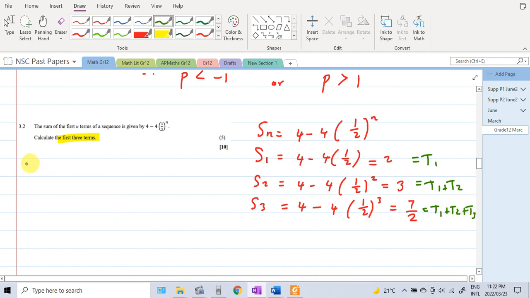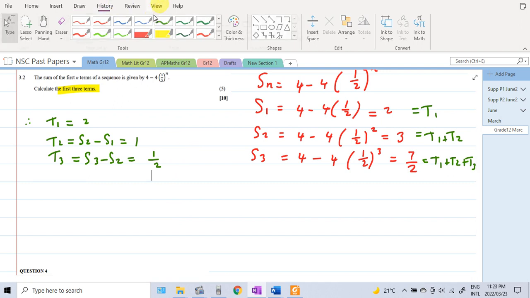Therefore we have term 1, which is equal to 2. How are we going to find term 2? We need to take S2 minus S1, which is 3 minus 2, which is equal to 1. And for term 3, we need to take S3 minus S2. S3 is 7 over 2, 3 and a half, minus 3, which is a half. So the first three terms are 2, 1 and a half. Let's look at the next question. That should be your solution.